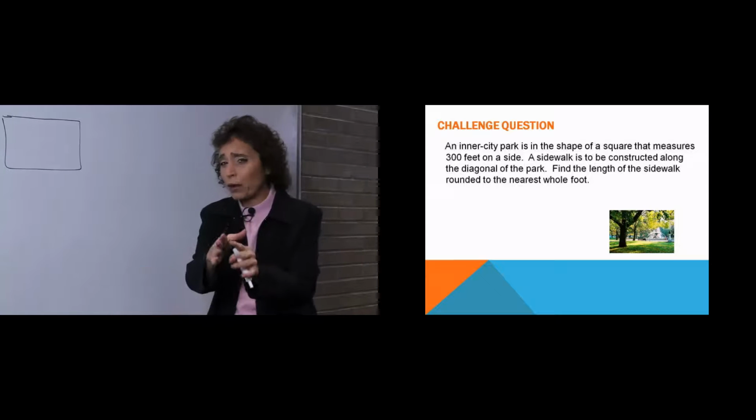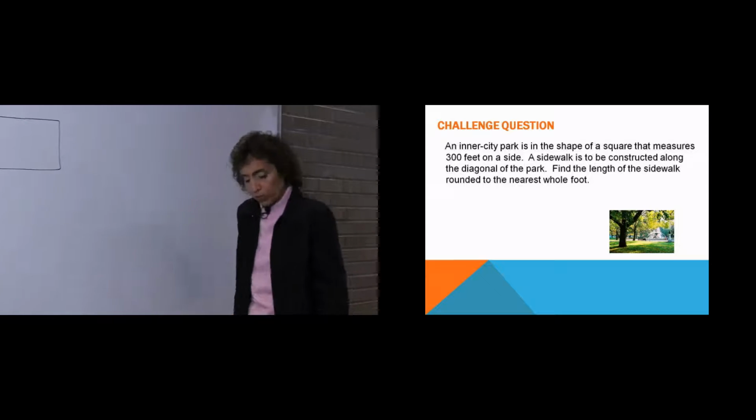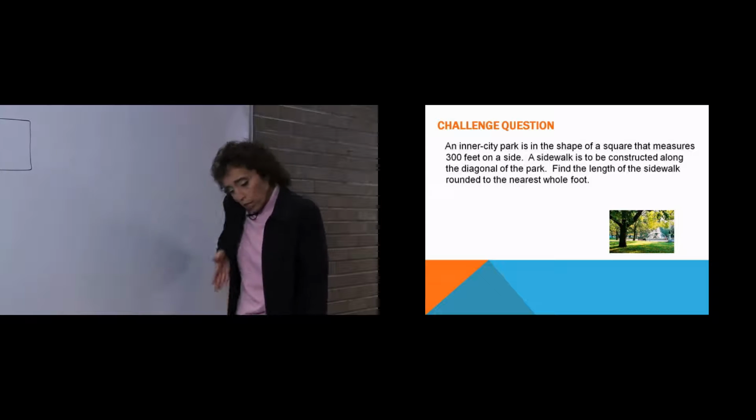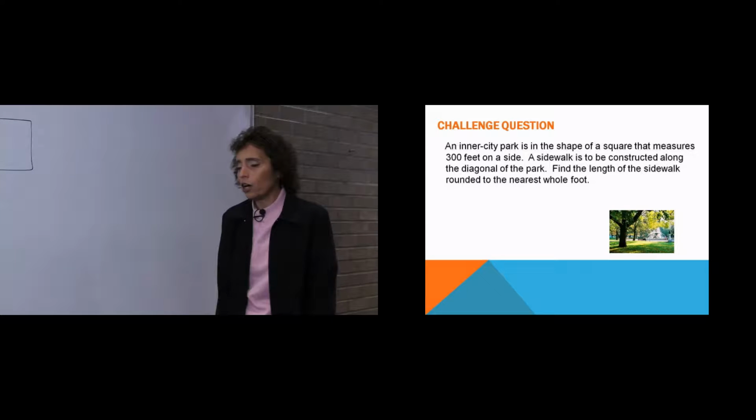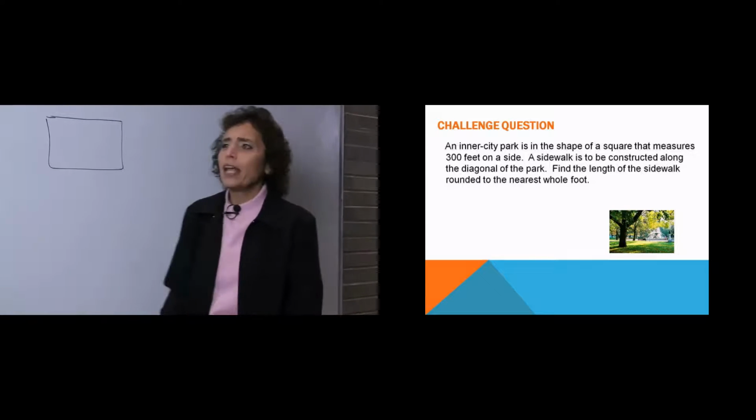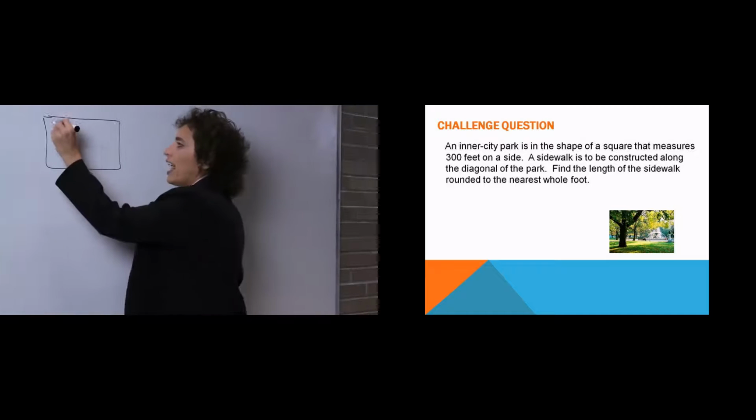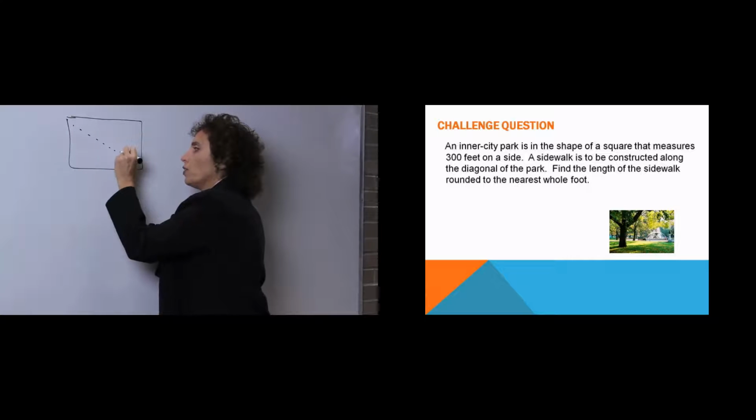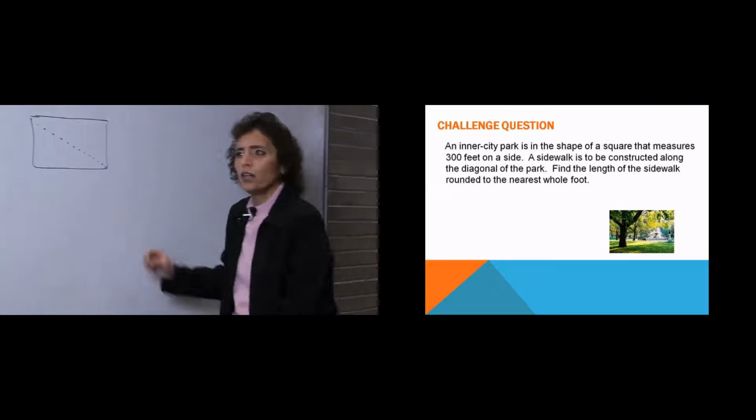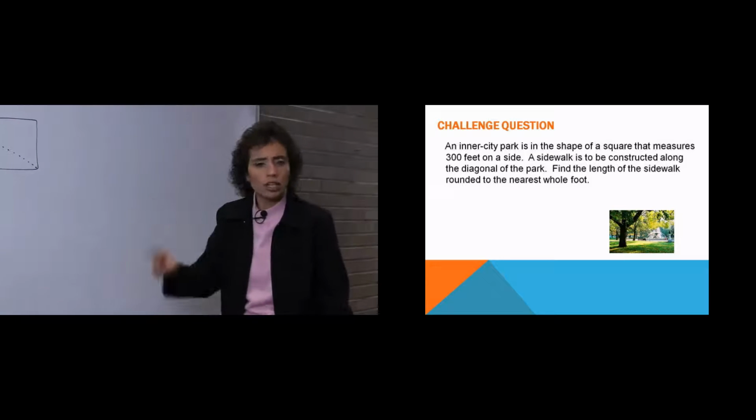We talked a little bit about that when we talked about a right triangle, which meant that it stands straight up, perpendicular. We called it perpendicular to the ground. Okay, so there's a right angle there. Anyway, a sidewalk is to be constructed along the diagonal of the square. So this is a diagonal of the square.